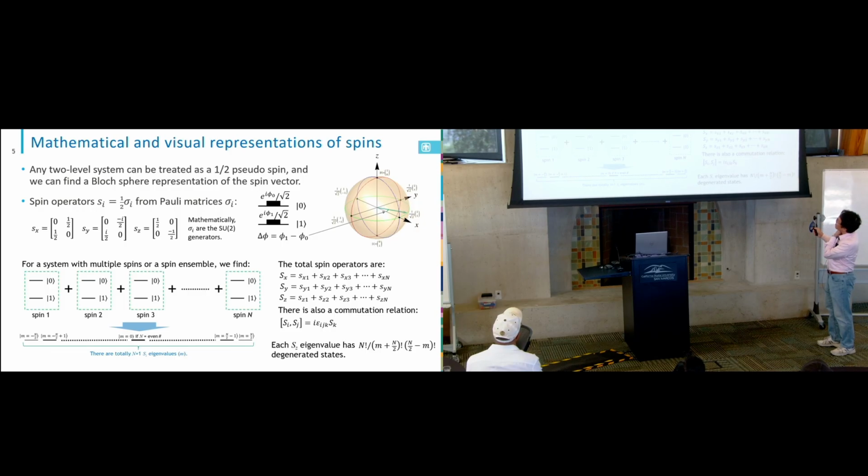Usually this vector can be manipulated by the Pauli matrices, and the Pauli matrices are actually just the generators of the SU(2) group. And this has a very good mapping to the actual spin operators. If you have more than 1 spin, you can just add them all together, and you see the ensemble behavior still follows the same single spin commutation relation. But of course, it can be more complicated if we're talking about non-classical states of the ensemble spin, which I'll talk about later.